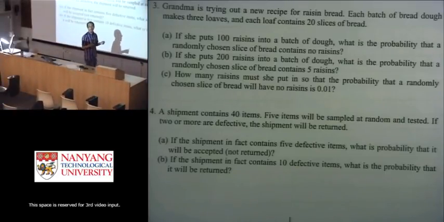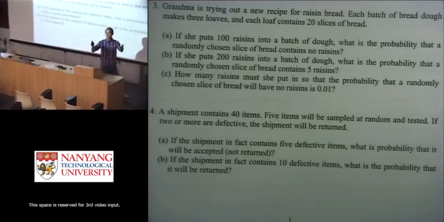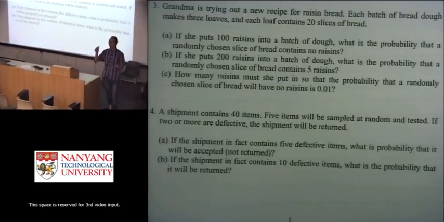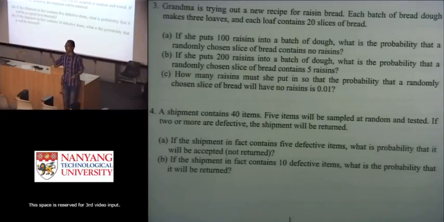So for this one, you need to think: here we get 60 slices. Then we put 1 raisin randomly. What is the probability that 1 slice receives the first raisin? 1/60, right? We put the second raisin. What is the probability that this slice receives this raisin? 1/60. So grandma just keeps doing this and repeats 100 times. So she puts 100 raisins into this batch.